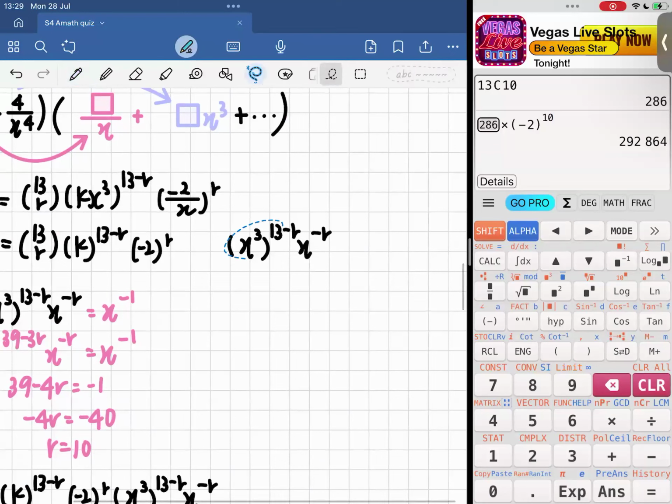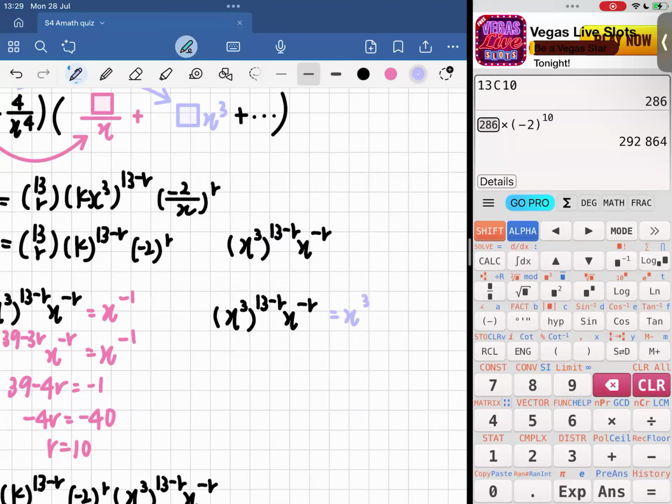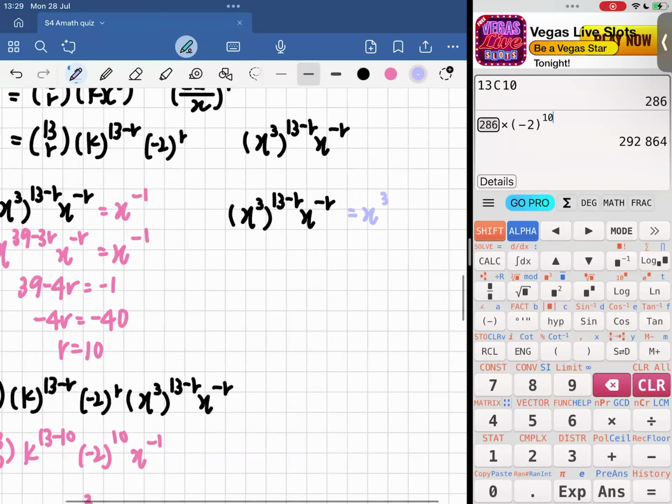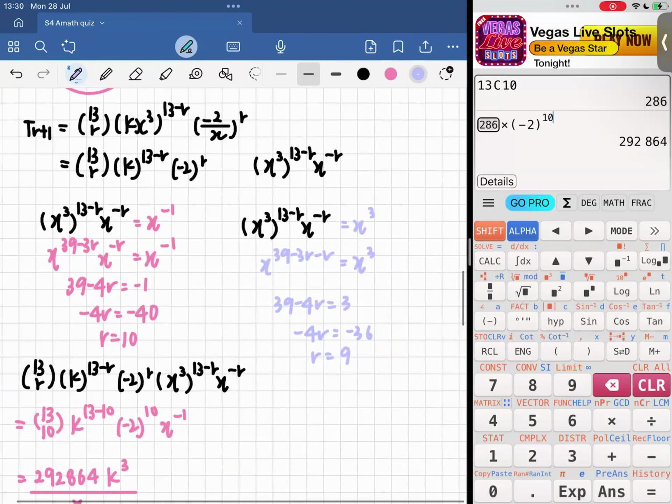Remember what you want? You want this thing here to be equal to x to the power 3. So I just expand real quick again: x to the power 39 minus 3r minus r. This is 3. So 39 minus 4r equals 3. Minus 4r is minus 36. r equals 9. So substitute inside here again.